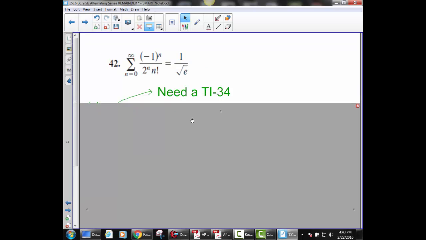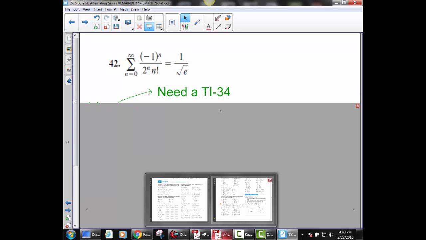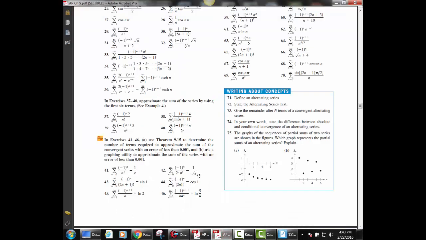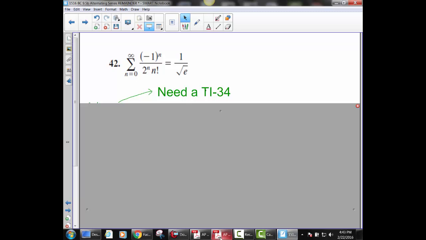Okay, so here's number 42. Let's look at that. Why are these both chapter 4? Did I not just open chapter 9? Isn't this it? Yeah. Okay.